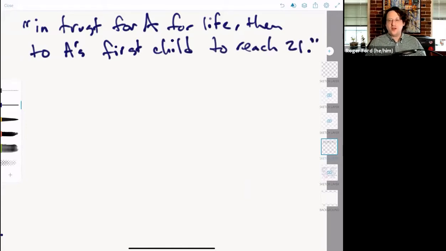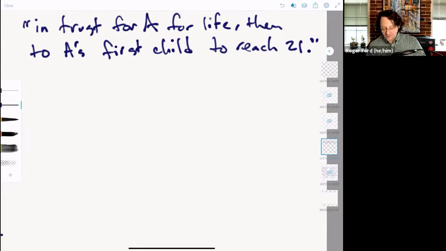Just in case you're curious, what it means to convey a sum of money in a life estate is that basically A gets to live off the interest. So you put the money into an account, you put it into some investments, and as it spins off growth and interest, you can take that money and live off of it. And then at the end, you still have the principal that goes to the first child to reach 21. So is this gift valid?